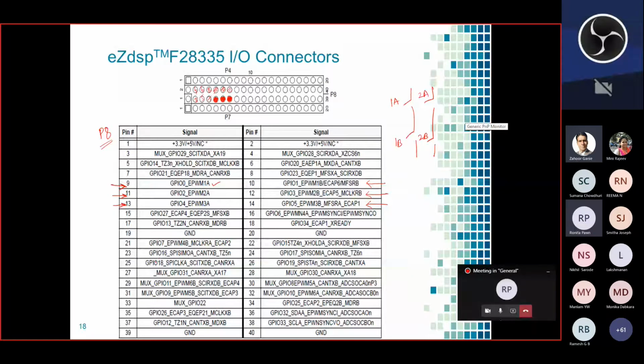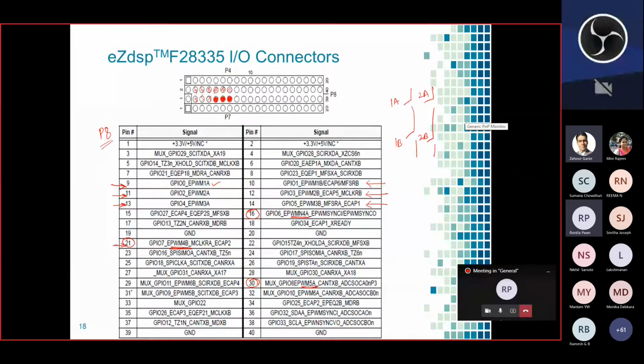So you can see 4A also. The 16th pin has EPWM 4A. This 21st pin also has EPWM 4B. Even if you see, EPWM 5A is here at the 30th pin.